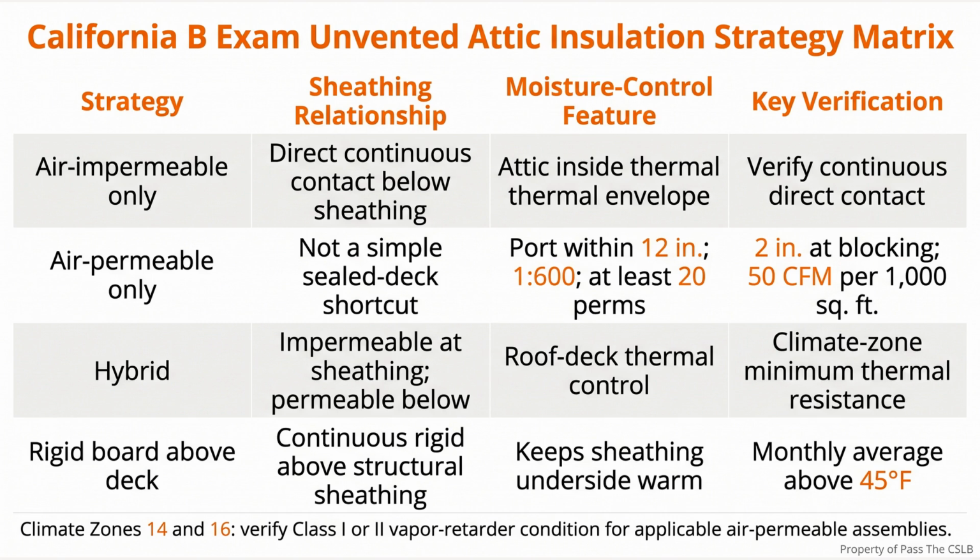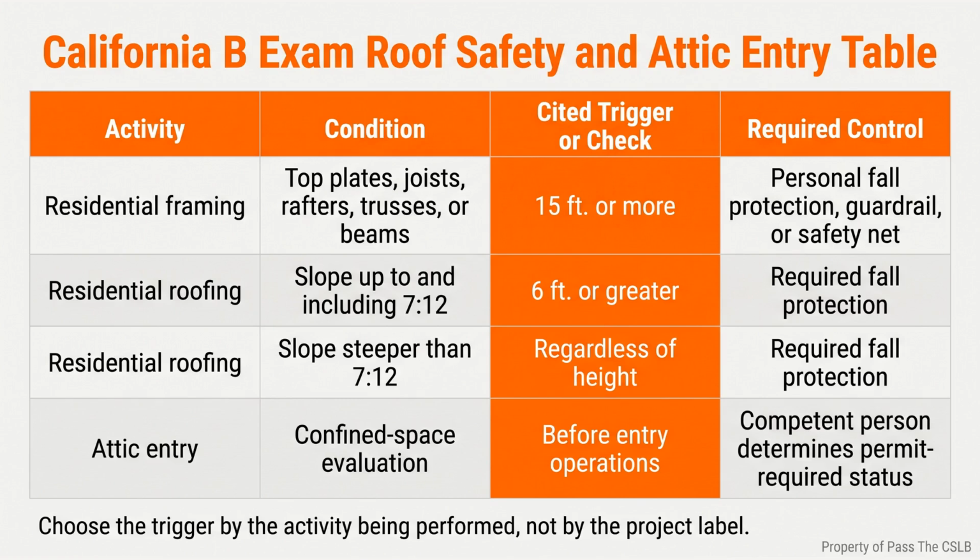The work sequence changes the fall protection trigger, and mixing the numbers creates a real supervision error. During residential framing, when employees are walking or working on top plates, joists, rafters, trusses, or beams, the cited California Title 8 rule requires personal fall protection, guardrails, or safety nets when the fall distance is 15 feet or more above the lower level. During residential roofing operations on slopes up to and including 7 units of rise and 12 units of run, the cited trigger is 6 feet or greater. On slopes steeper than that, protection is required regardless of height under the source report.